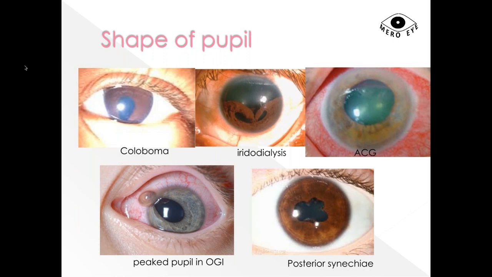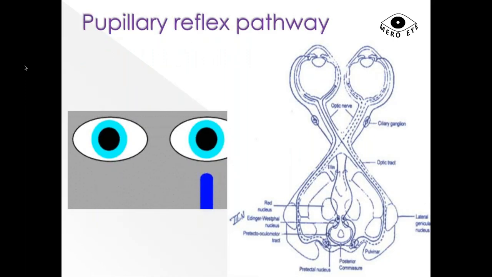After finishing the second part, that is the shape of the pupil, we have to look at the reflexes of the pupil. As we said, the normal reflex of a pupil in response to bright light is constriction. When we shine a torchlight into the left eye, the left pupil constricts. That is the normal response.